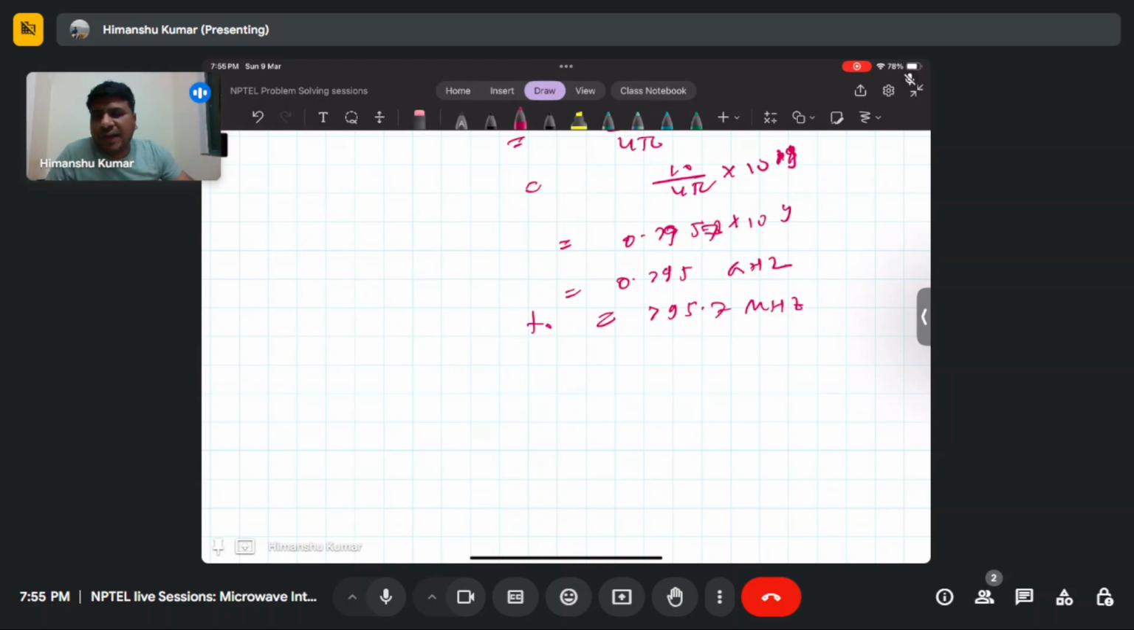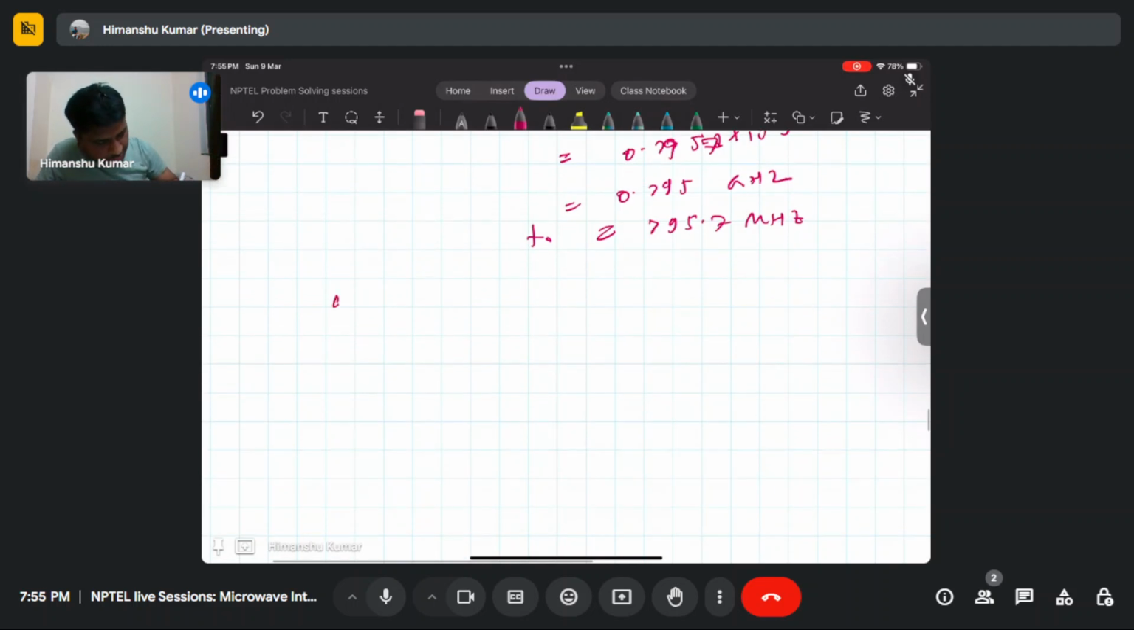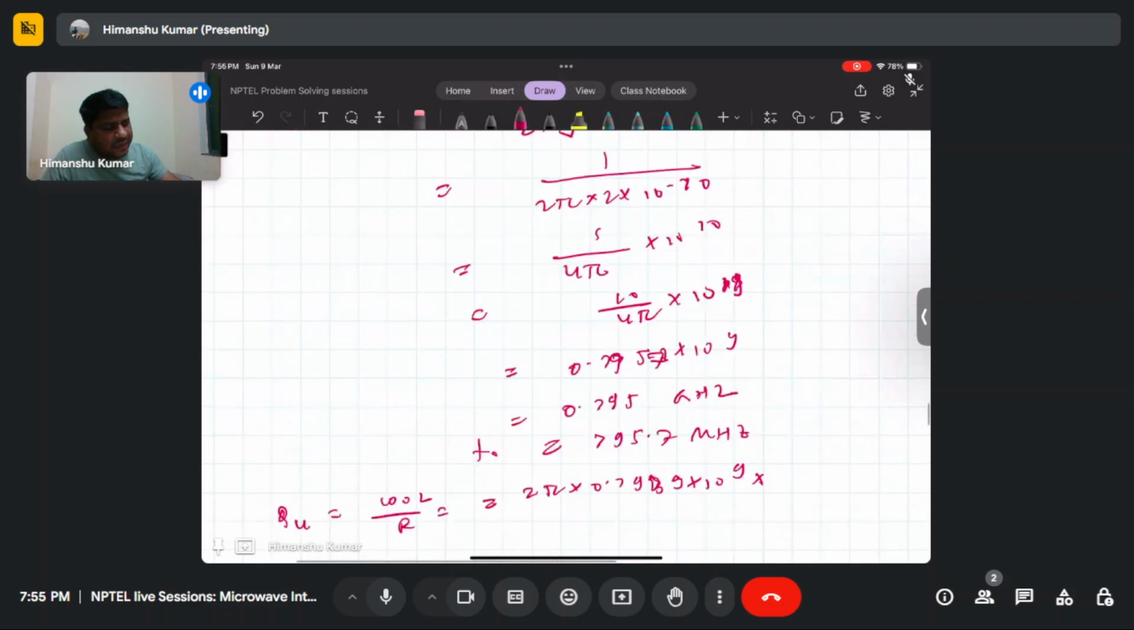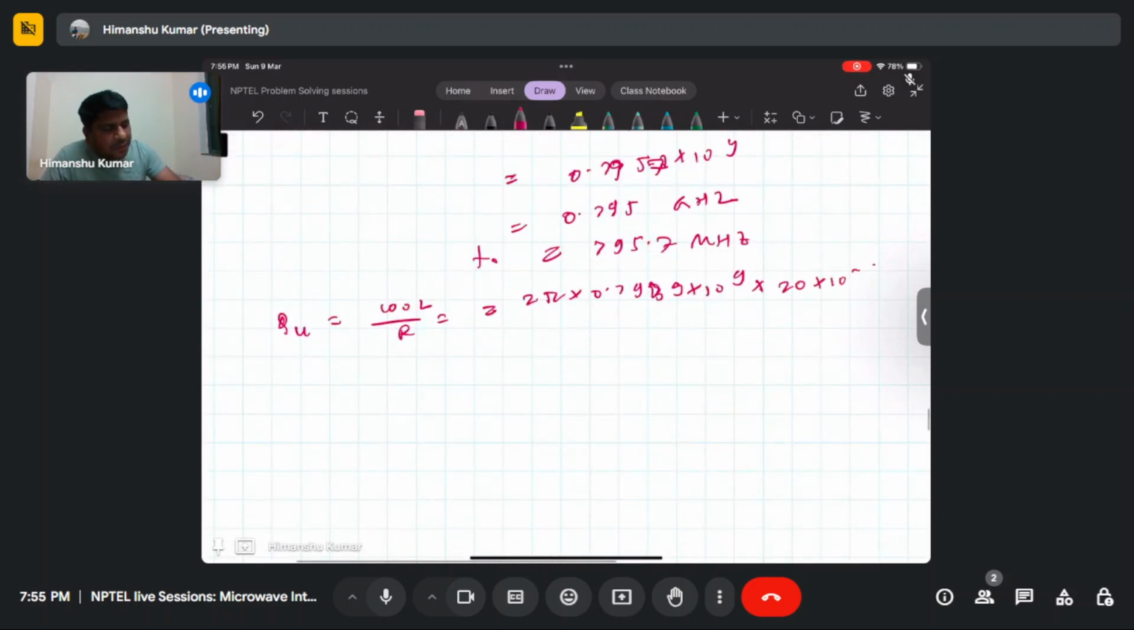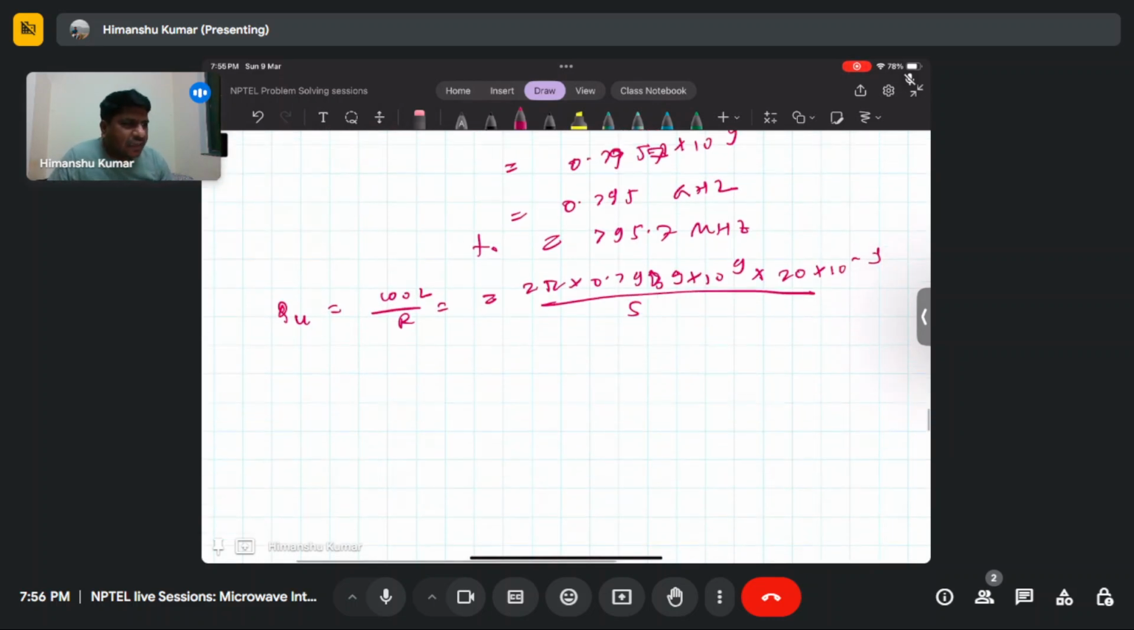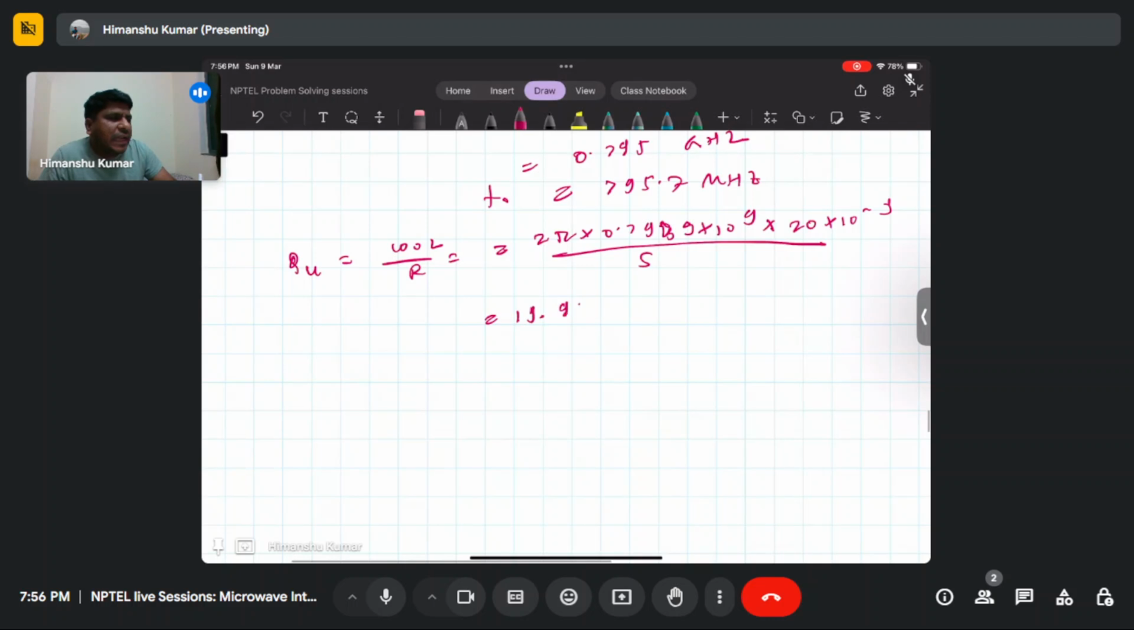And then you can find the quality factor Q unloaded. Q unloaded is omega naught L by R internal. Omega naught is 2 pi times 0.7957 times 10 power 9, L is given as 20 nanohenry, so 20 times 10 power minus 9, and R is given as 5 ohm. So it will become around 19.99.